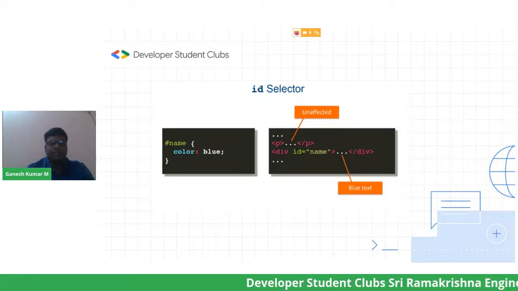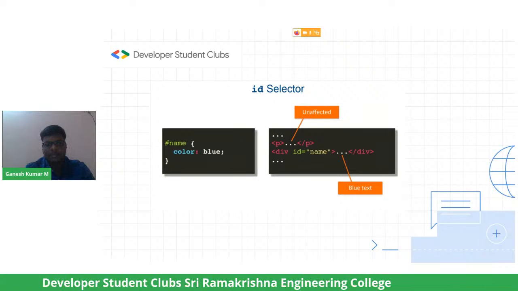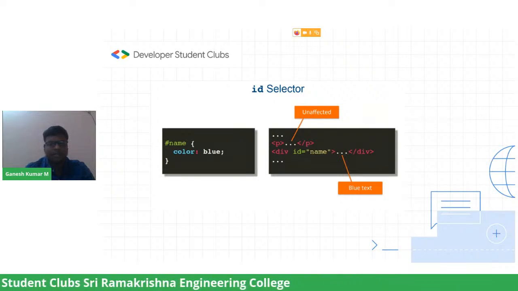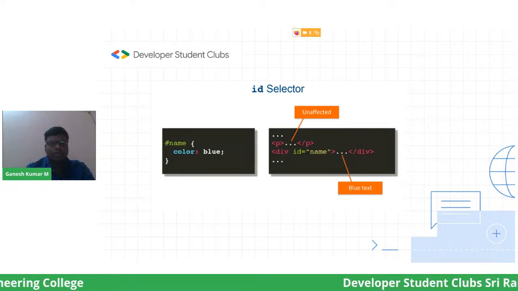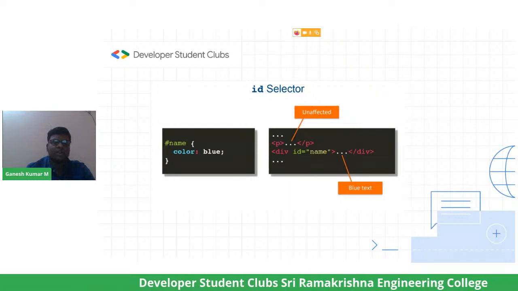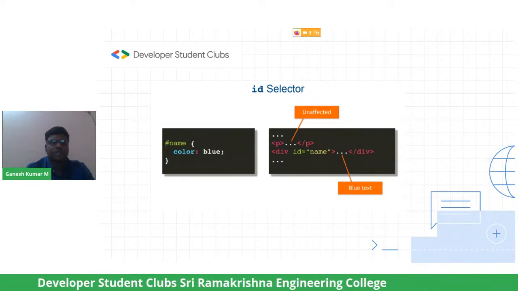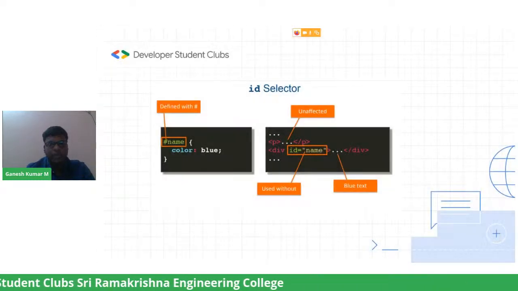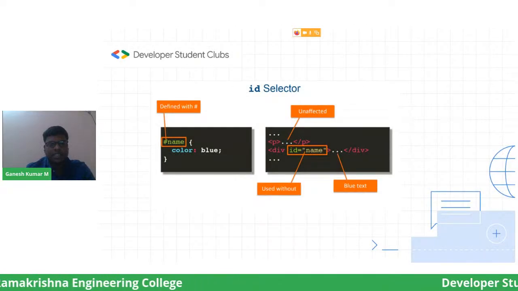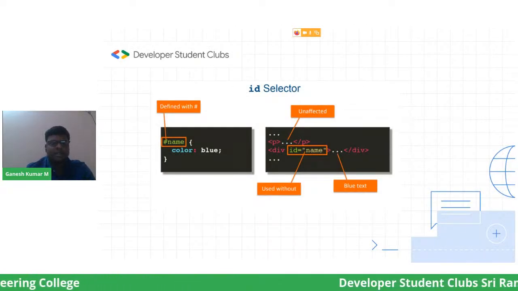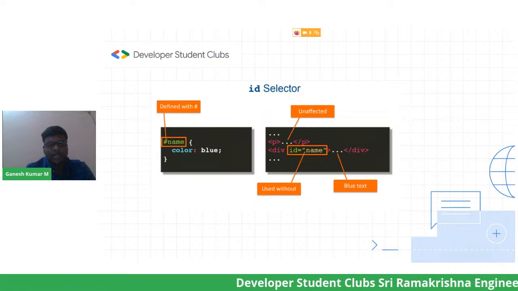Here you see P has no ID name. Div has an ID name. Here the hash name equals color is equal to blue. So whatever text you write in between the div tag is converted, and the color of the text is going to be blue. The P tag does not affect it because we didn't mention any ID at all.